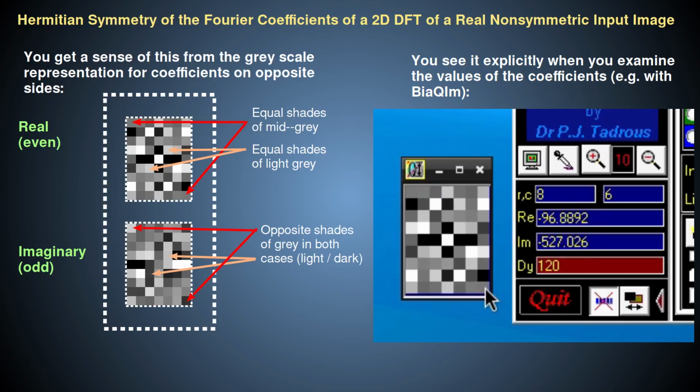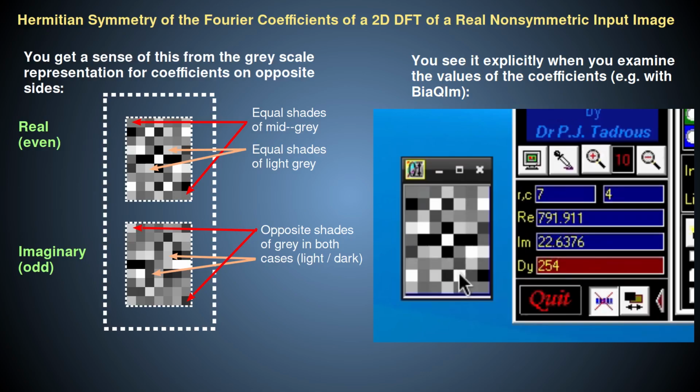Note that the real coefficients show even symmetry, with the values of the positive frequency coefficients being exactly the same as their equivalent negative frequency counterparts, and the imaginary coefficients show odd symmetry, with the positive frequency values being the inverse of their negative frequency counterparts.